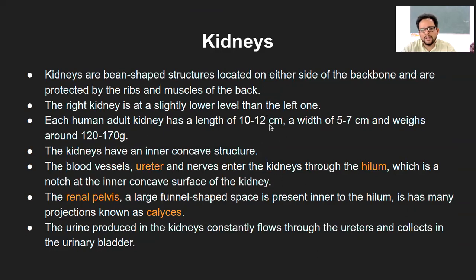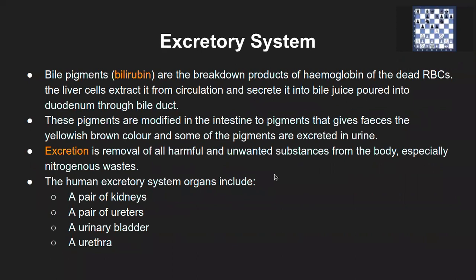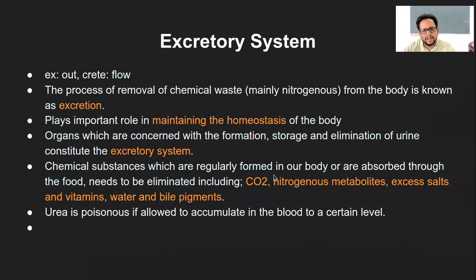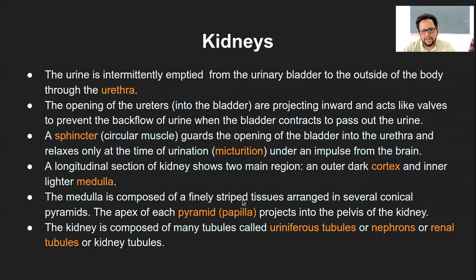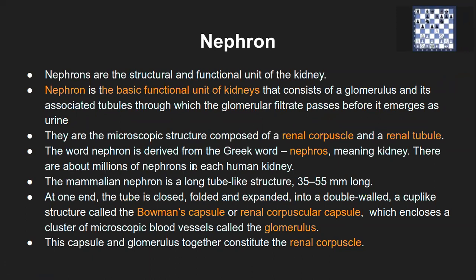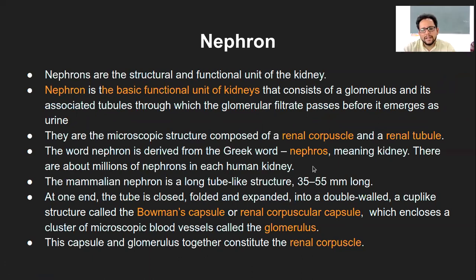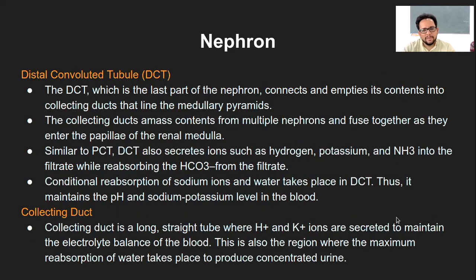Millions of nephrons, that's what the line says, in each kidney. Somewhere here. They're microscopic structures. And like I also mentioned, the 3 to 4 centimeter, that is the size. Where is that part? Kidneys, nephron. Here it is. About millions of nephrons in each human kidney, and the length is 3.5 to 5.5 centimeters long. And millions can be anything.